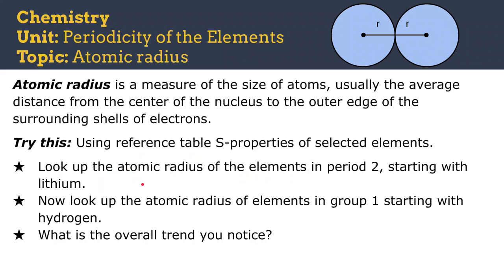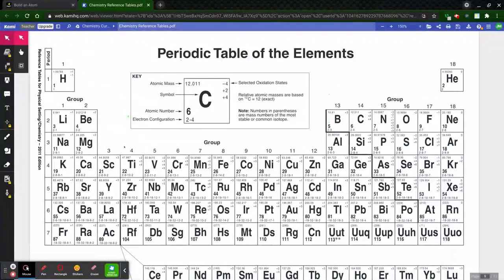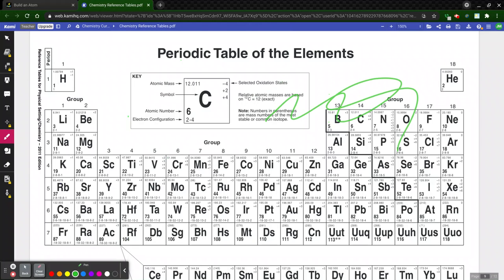Okay, so I'll go back through my warm up here because I think it helps to show what's going on. So this says look up the atomic radius of elements in period 2, starting with lithium, and let's see what happens. All right, so let's go to the reference tables. Okay, so period 2 is lithium, beryllium, boron, carbon, nitrogen, oxygen, fluorine, all the way to neon.